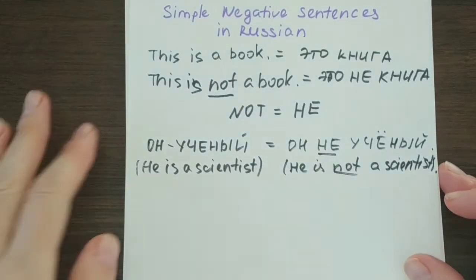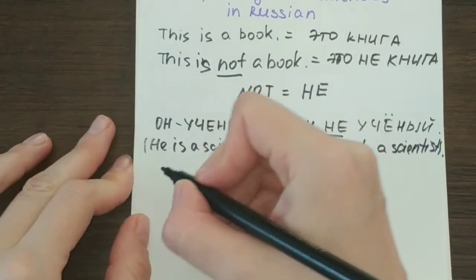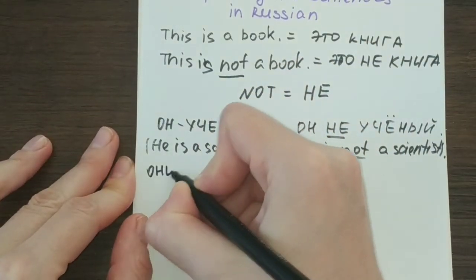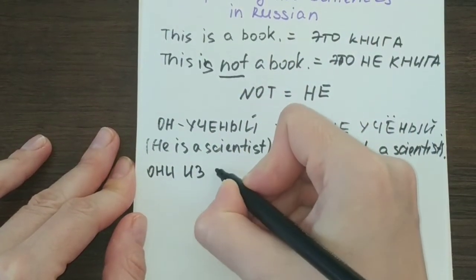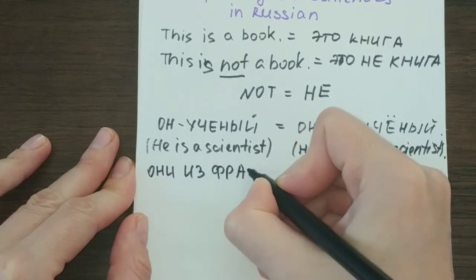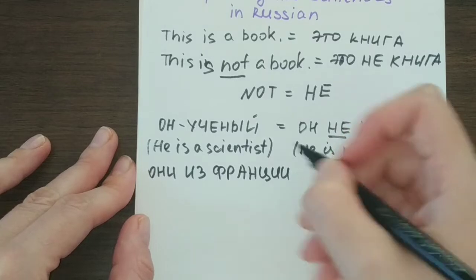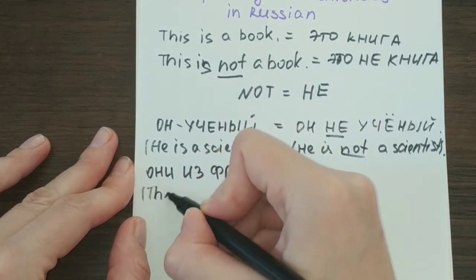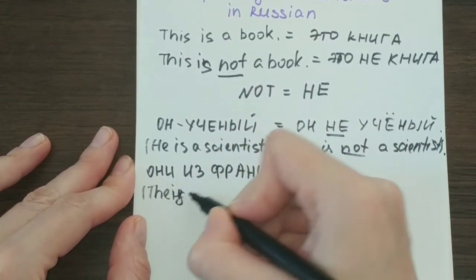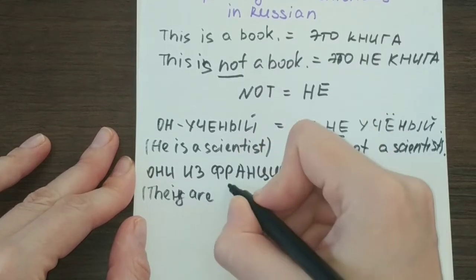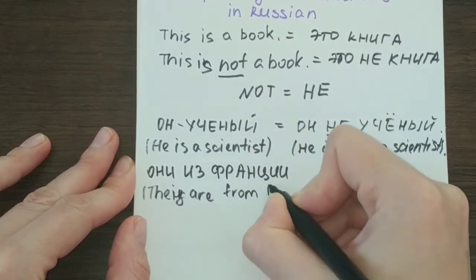And of course, let's take another example. Они из Франции. It will be translated as they are from France.